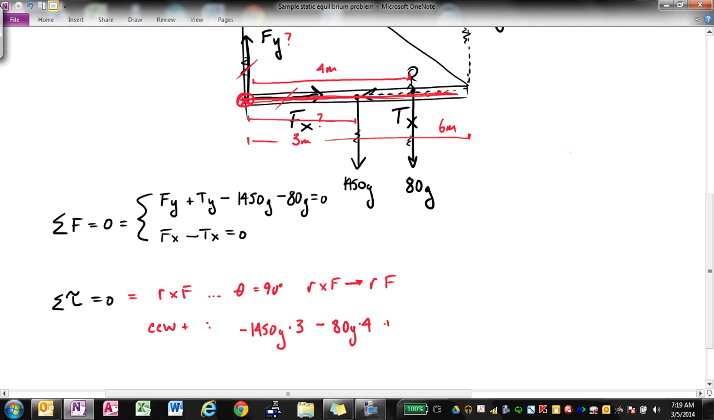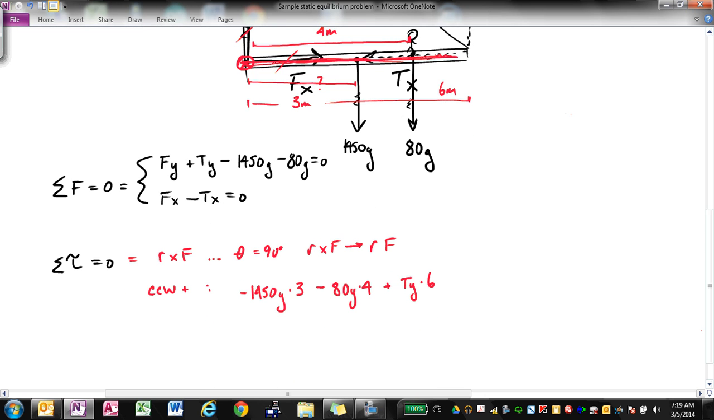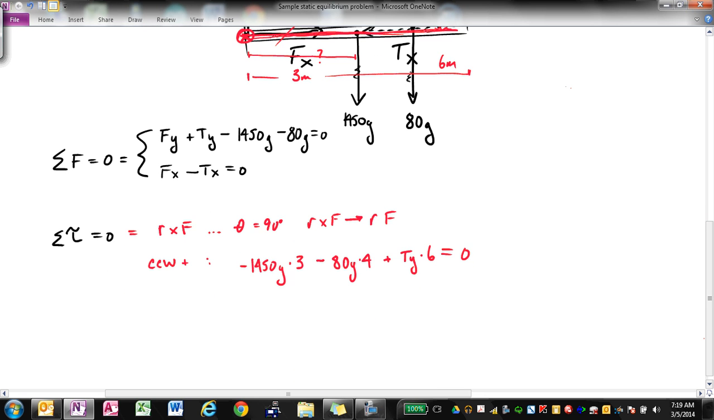So I'm going to now add that. So Ty times the radius of that force, so that's going to be 6. And let's see, are we missing anything? 1, 2, 3, I think that's them all. So this is going to sum to be equal to 0. So what we can do now is we can actually solve for the required y component of tension. And that's just going to be 1450 plus 80.